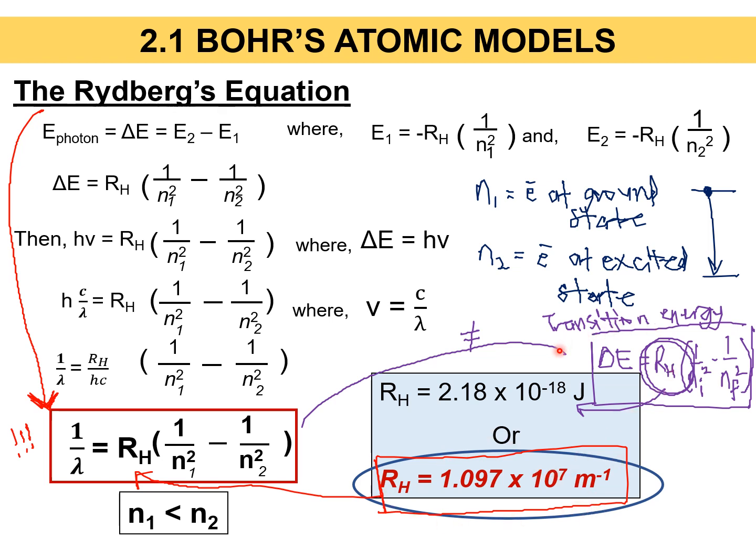Kalau you nak cari transition energy, you guna transition energy punya formula, you guna ni, you guna nf. The Rydberg constant pun will be different, which is 2.18 times 10 to the power of negative 18 joules. If you nak cari wavelength melalui Rydberg's equation, you kena guna n1 dengan n2. n1 adalah electron at ground state, n2 adalah electron at excited state. RH, the Rydberg constant will be different, which is 1.097 times 10 to the power of 7 per meter.